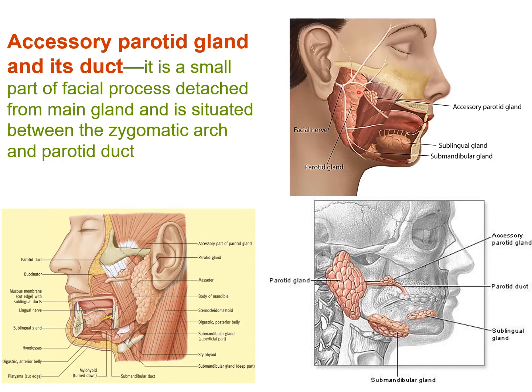Now there is an accessory parotid gland, the small part of the facial process of the parotid gland. It may become detached from the main gland, and it is situated between the zygomatic arch and the parotid duct. So this part of the gland, also known as the facial process, gets detached from the main gland and it is situated between the zygomatic arch and the parotid duct. This is known as the accessory parotid gland.